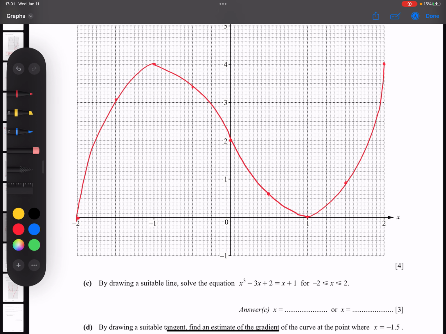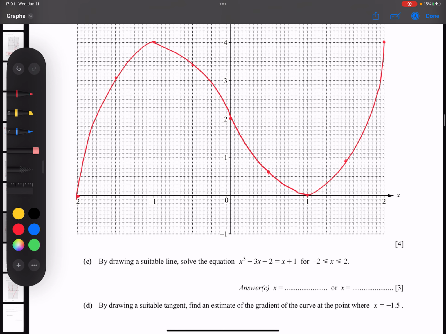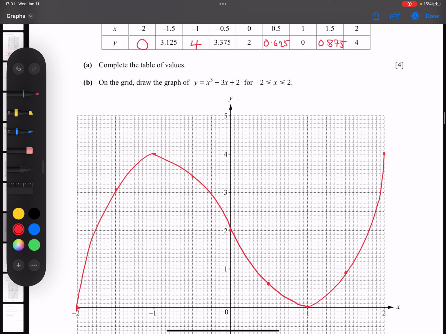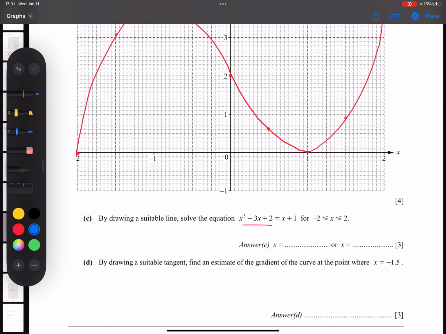So the first question says that by drawing a suitable line, solve the equation x cubed minus 3x plus 2 equals x plus 1. Again, as I said last time, you look at the left-hand side and compare it to your curve. It's actually the same as the curve. Therefore, the right-hand side becomes your straight line. So you're going to draw the straight line y equals x plus 1.